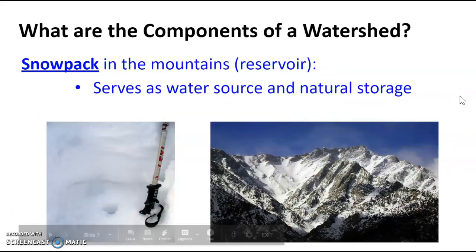So there's lots of components of a watershed, and these are going to be important because you're going to be drawing your own watershed. That's the second part of this assignment. So the first component of a watershed that we'll talk about is a snowpack. And this is a reservoir. This stores fresh water for us, and it serves as a water source and natural storage. And if you've ever been in the mountains, even in the middle of summer, you can oftentimes find snow up there. And this snowpack serves as a storage for water year-round.